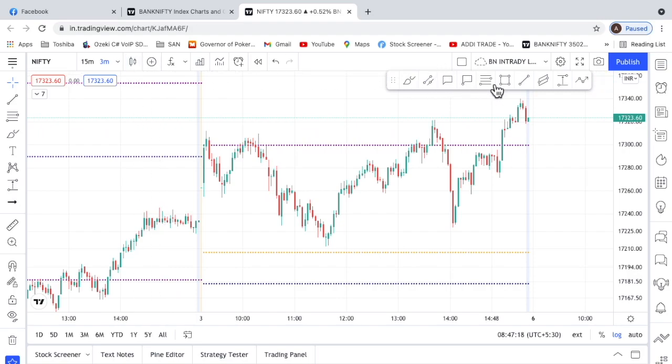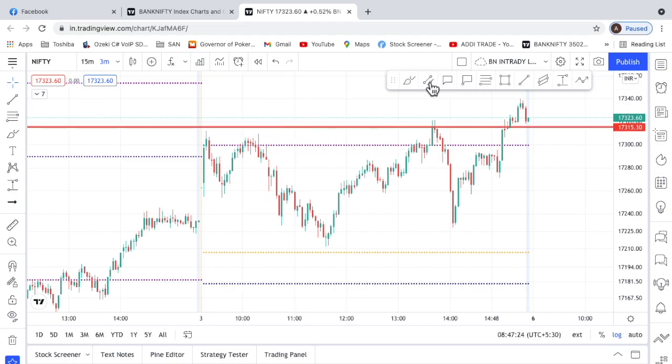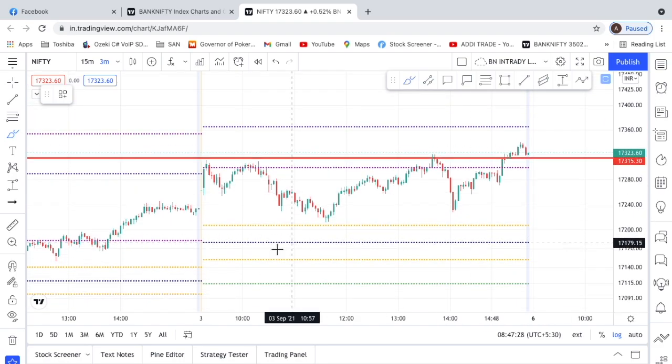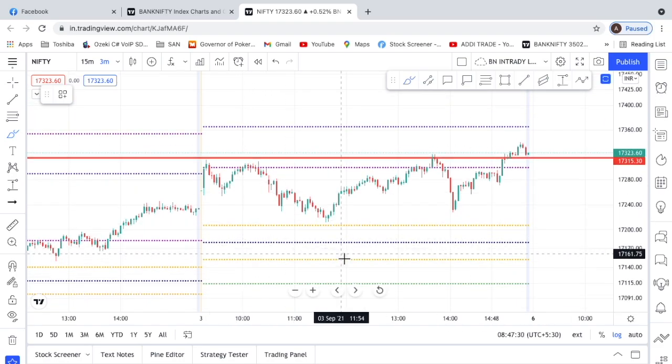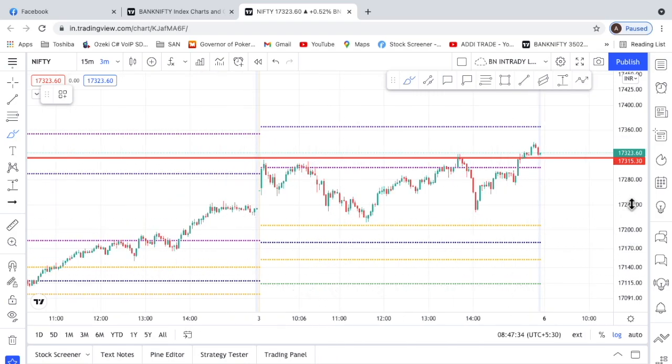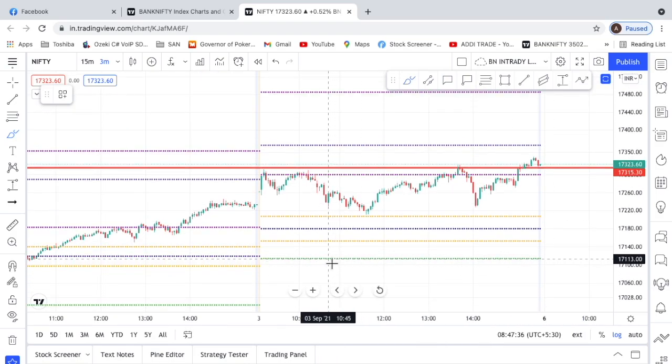Now again, I'll make use of this red line as the stop loss. Say again in Nifty we also have the CPR, the central pivot range. These three lines are the CPR, and then R1, R2 and S1, S2, S3.